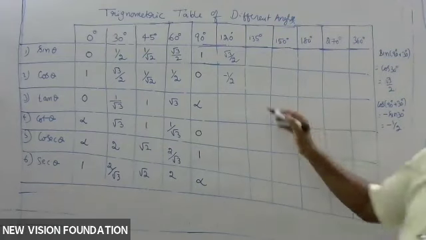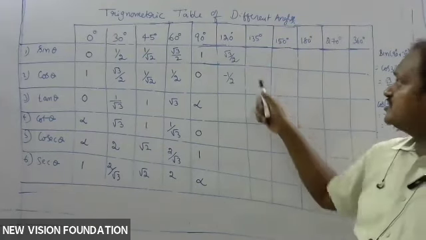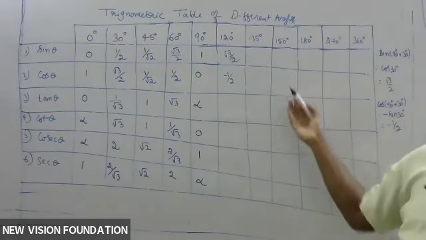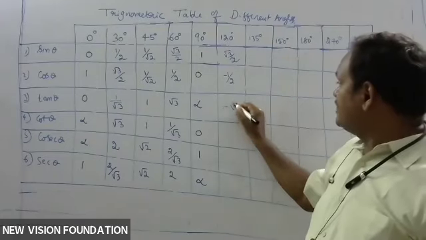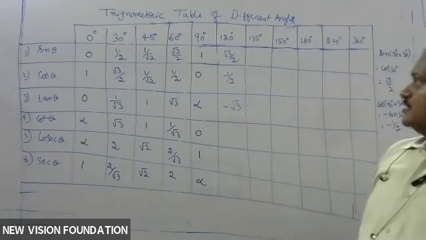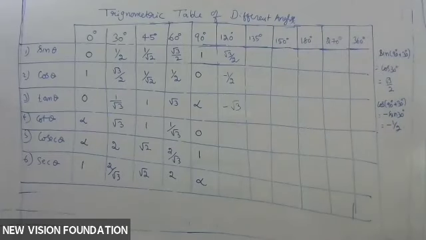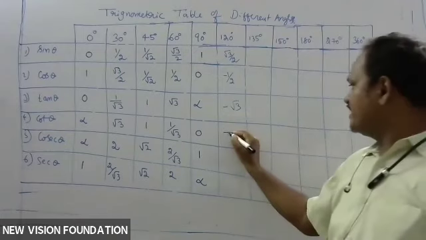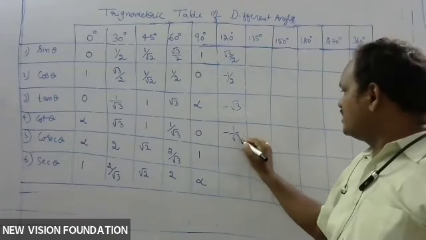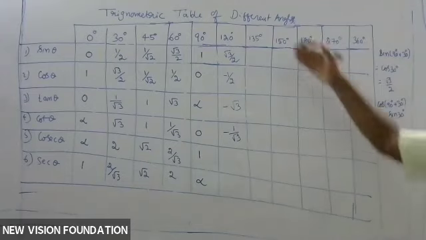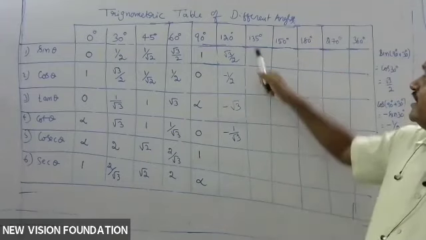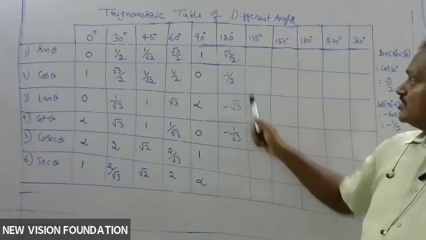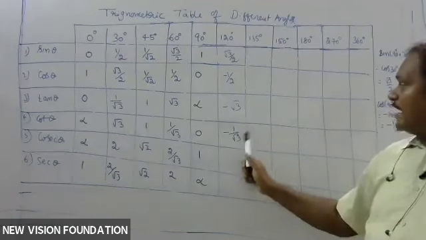And tan 120 degrees becomes sin theta by cos theta, so we get root 3 by 2 divided by minus 1 by 2, which is minus root 3. Now cot 120 degrees is 1 by tan, so you are going to get minus 1 by root 3, because 120 degrees lies in the second quadrant. In the second quadrant, you know that only sine is positive; cos is negative, tan is negative, and cot is negative.